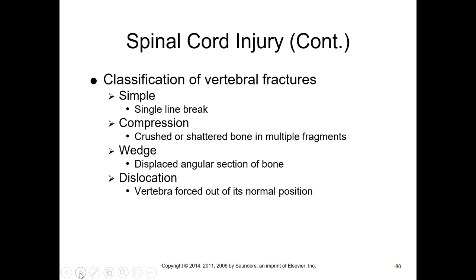There can be different kinds of spinal cord injuries: simple compression, wedge, and dislocation. Simple is just what it says, a simple line break. Compression you just saw where it's crushed or shattered, maybe in multiple fragments even with that compression. And then wedge is where there's a displaced angular section of the bone. A wedge is displaced, if you will. Dislocation where the vertebra is forced out of position, out of alignment.